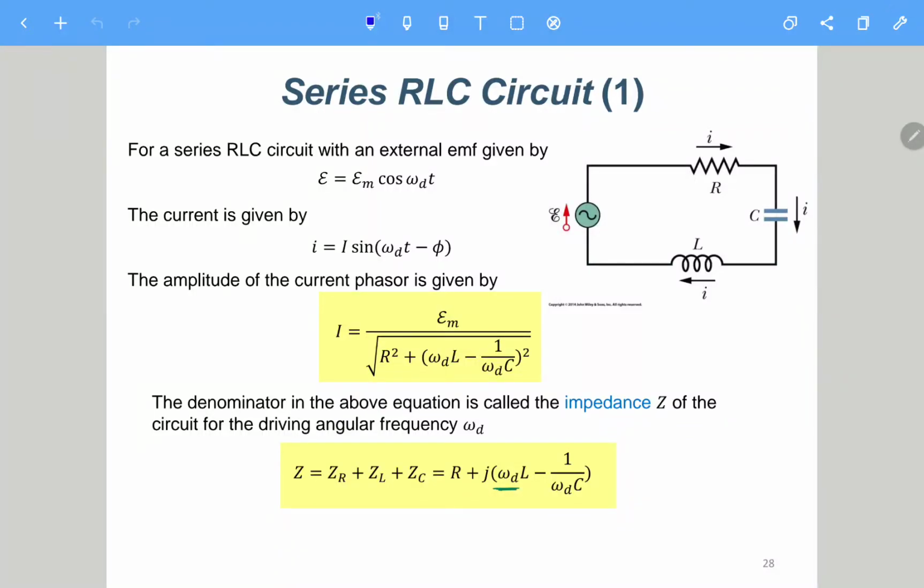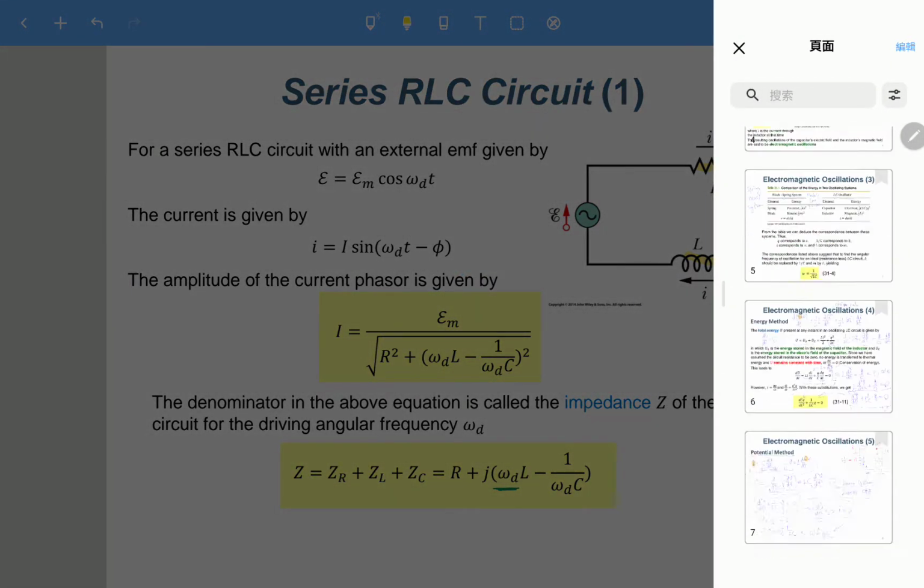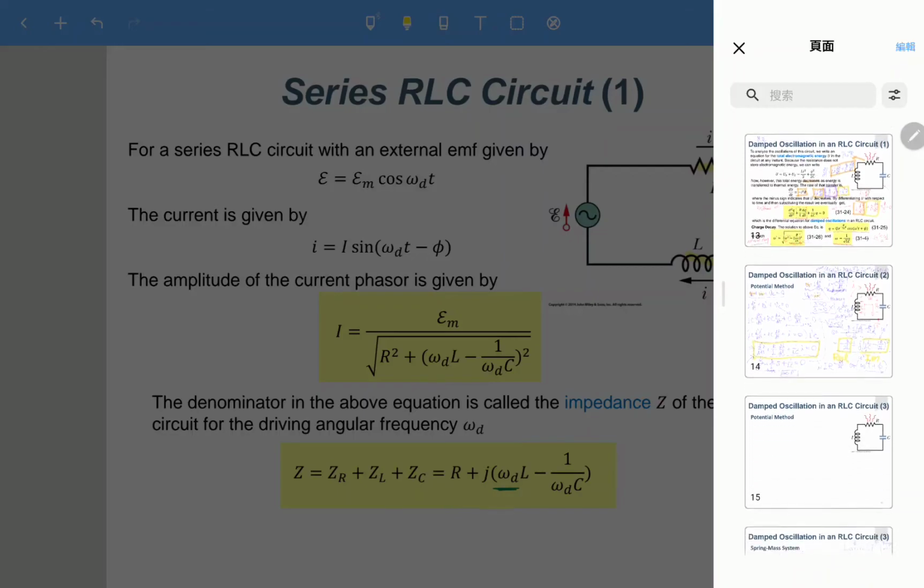Okay, so here we'll look at the case of the series RLC circuit. On the right hand side we have RLC in series. You may consider we have seen this before, like the RLC, something occurred before.